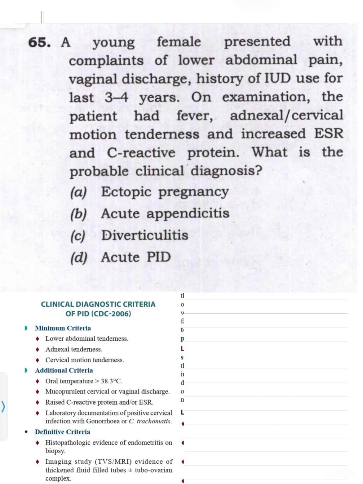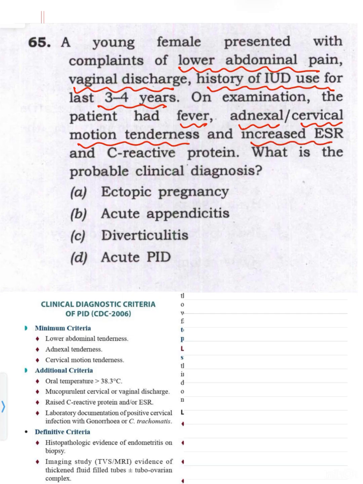So the question is: a young female presented with complaints of lower abdominal pain. She is also having vaginal discharge. You ask the history, there is a history of intrauterine device use for the last 3 to 4 years. When you do the examination, the patient had fever, there was adnexal tenderness, and there was cervical motion tenderness, and there was increased ESR and C-reactive protein.